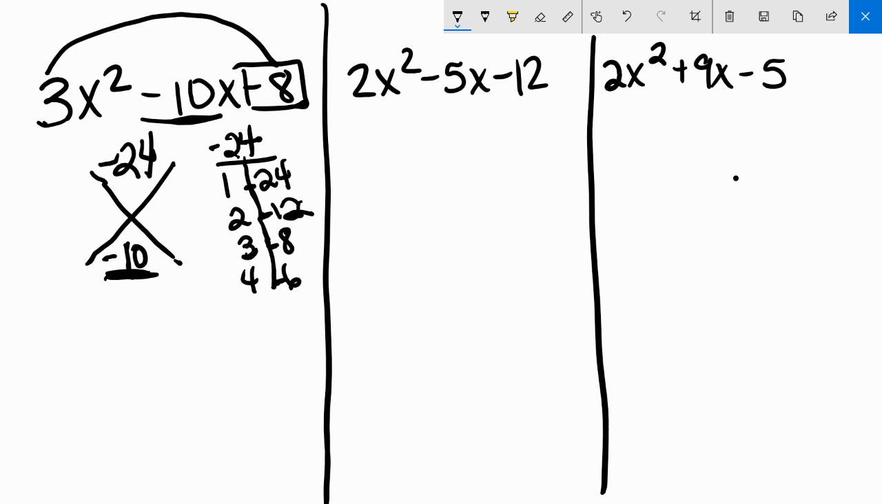And then we're going to look to see which ones add to -10. So 1 plus -24 is not. 2 plus -12 is -10. So those are the numbers that we're going to put on the side of our X.